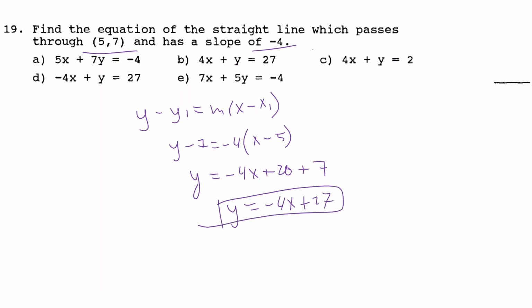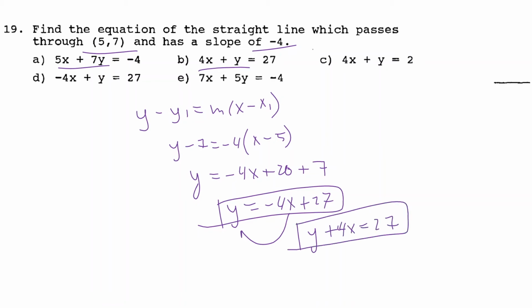Minus 4x plus 27. So clearly, none of these guys work. I do not see a single one that works like that, because they want us to move x's and y's to one side. So let me just move x to this side. So y plus 4x. They try to make it so confusing for no reason. So y plus 4x equals 27, and it's B, right? So always look at the answers.